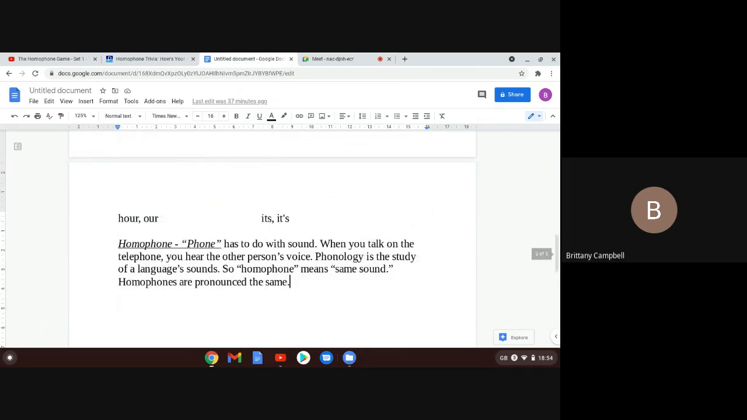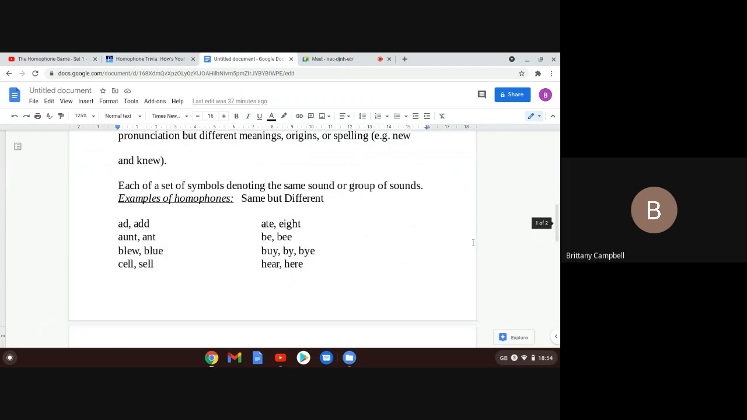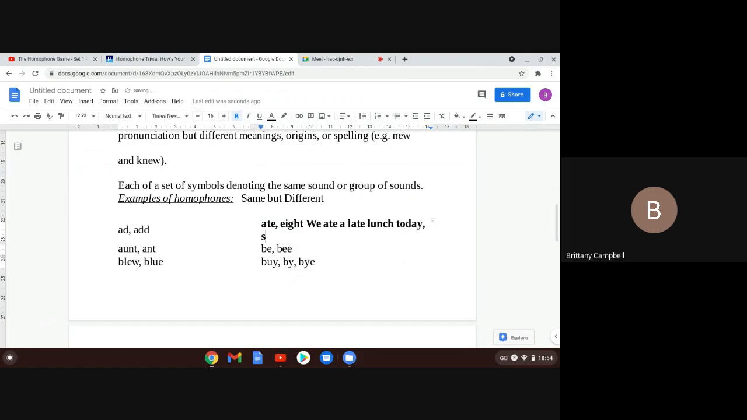So let us look at the word eight versus eight. Let us try to break it down a little. All right. So look at that sentence versus this one.